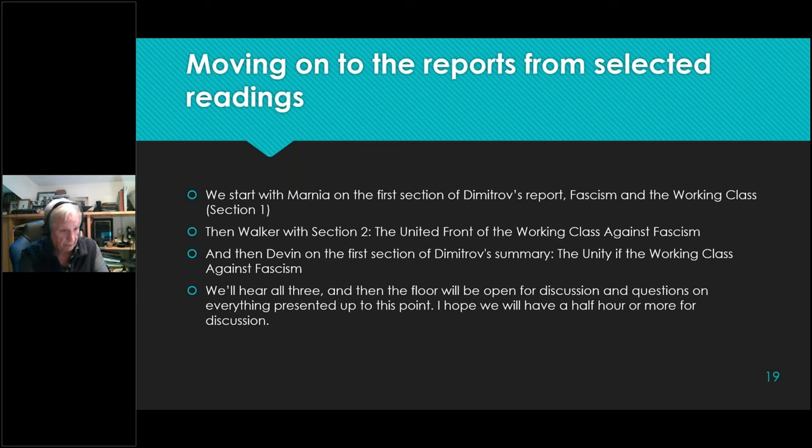They each have up to 5 minutes to present those sections and what they think we can learn by hearing about them. And then the floor will be open for more discussion and questions, including questions on everything presented up to this point. So we'll start with Marnia on the first section of Dimitroff's United Front Against Fascism report. Okay, you have the floor.